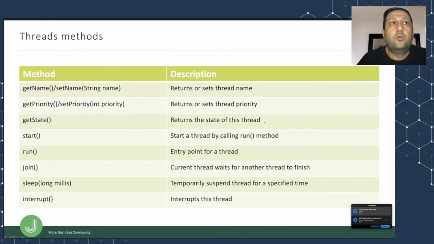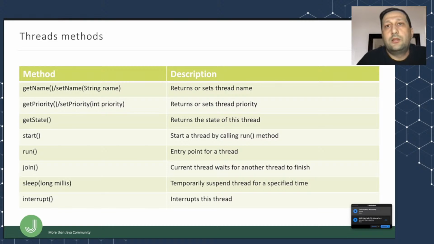Thread class has its own methods. For example, getName, getPriority, and getState. getName returns the thread name, and using setName, we can set the thread name. getPriority returns the priority. setPriority sets a new priority of this thread. getState method returns the state of this thread.